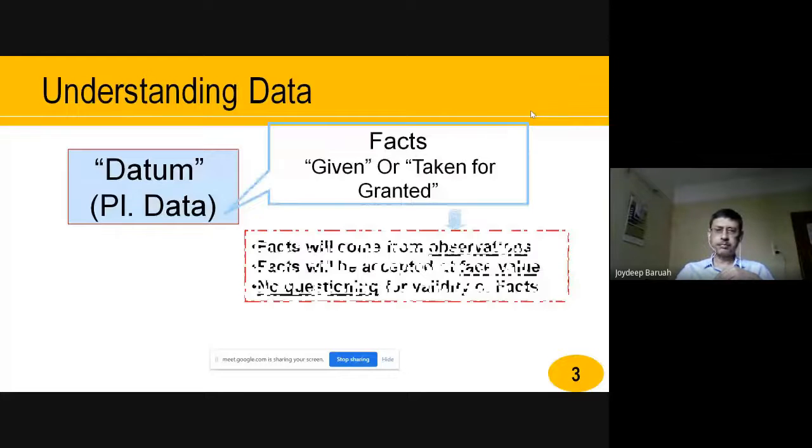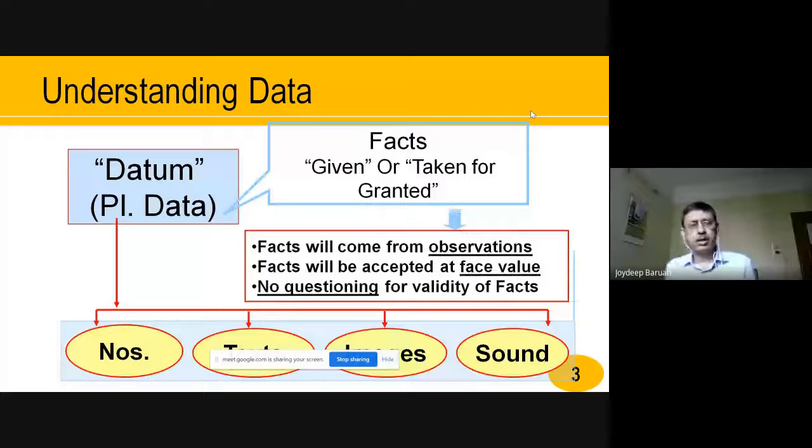If we very briefly try to understand data, data is the plural form of the word datum. Datum is the singular form, and datum means something which is given. These are facts, given facts, or these are taken for granted, that we do not question the data as such, and whatever it is, we take them as given, and these are the facts. And this is what we call data.